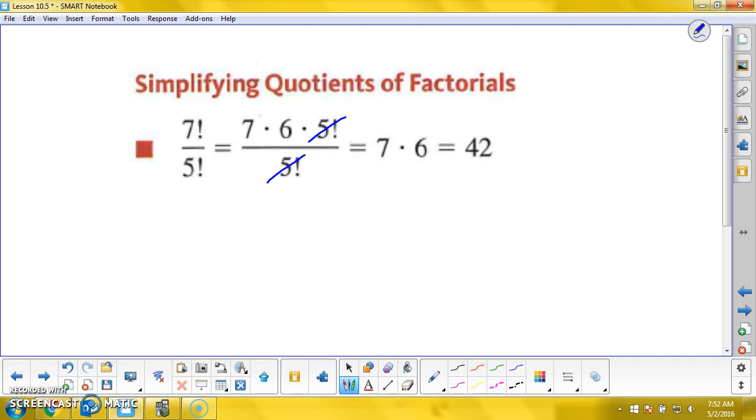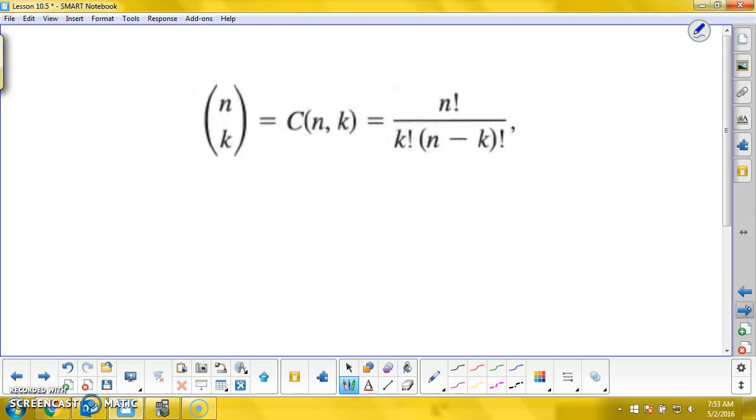This works for all types of factorials. So if you had, let's just say, 10 factorial divided by 9 factorial, that's the same thing as 10 times 9 factorial, still being divided by 9 factorial, and now the 9 factorials cancel, and so this just equals 10. Now we'll use that concept to do some combination problems.